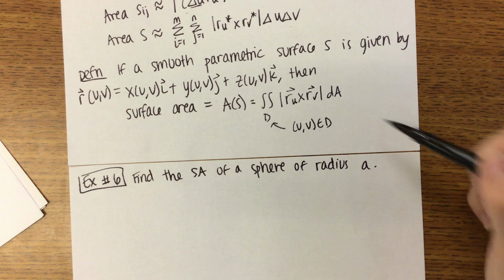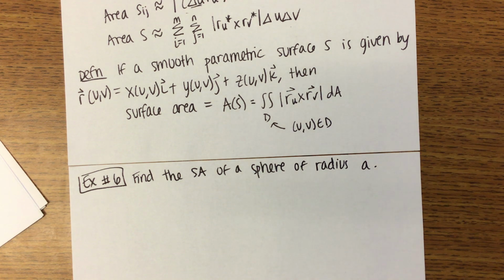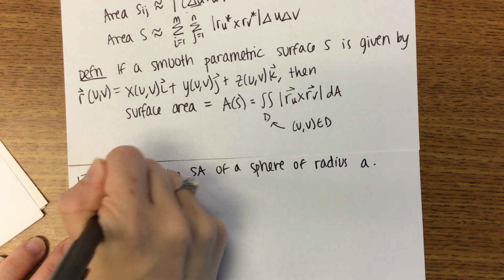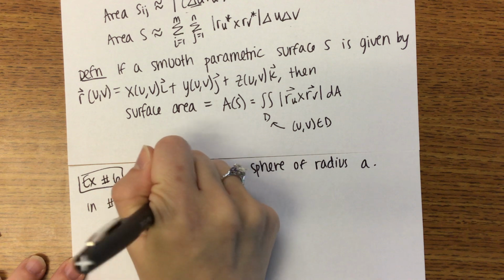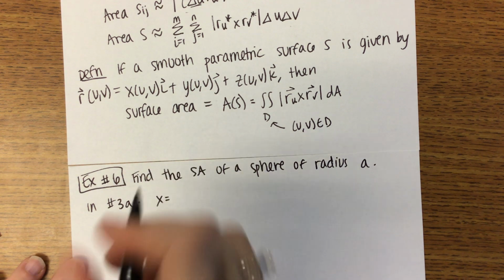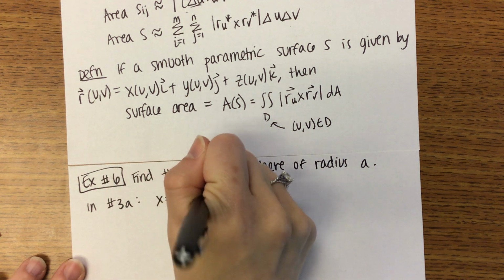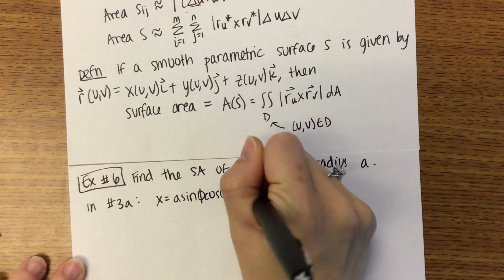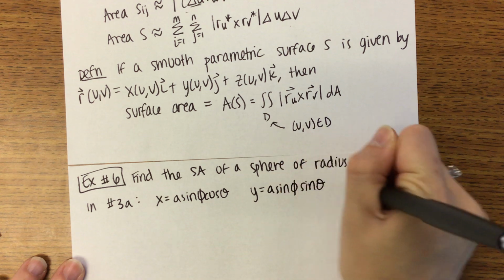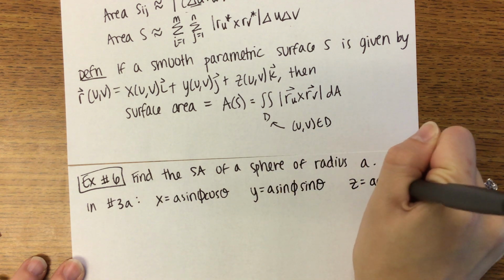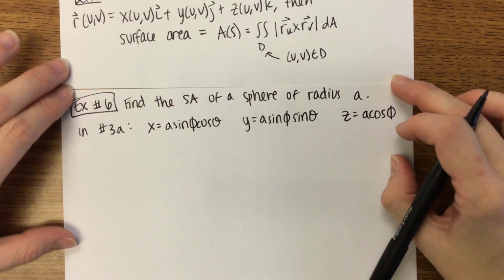Okay, in order to do that, based on this definition above, we have to have a parametric representation. So we're going to start with a parametric representation for a sphere. We did that yesterday. Yesterday, this was number 3a. We used spherical coordinates. x, we said, was a sine of phi cosine of theta. y was a sine of phi sine of theta. And z was a cosine of phi.